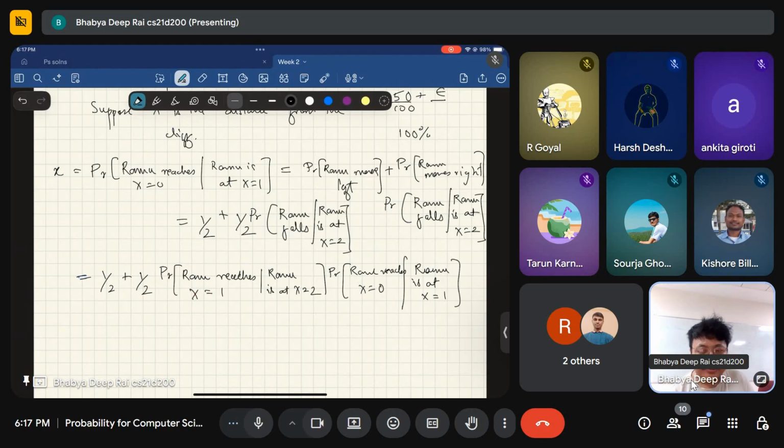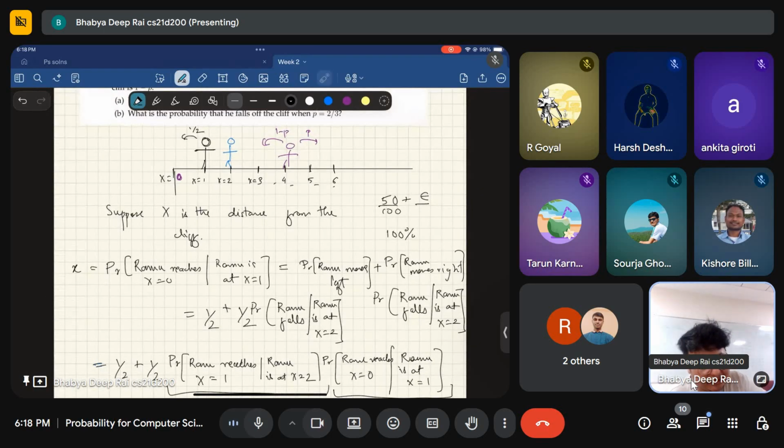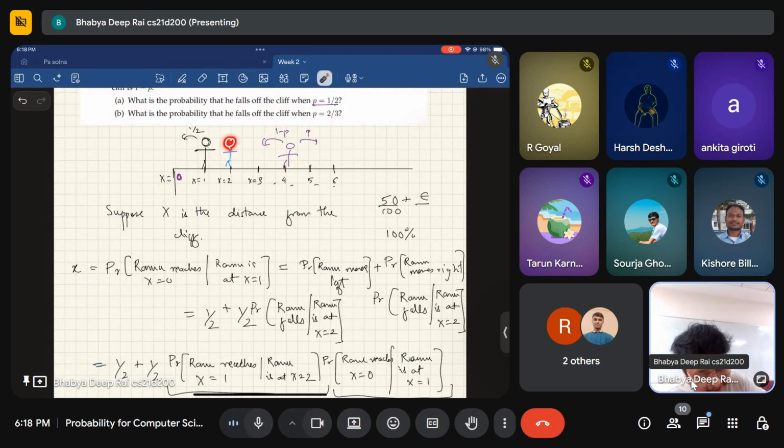And what is this? This is x. Now what about this? What should this probability be? What should be the probability that, when Ramu is at x equals 2, he'll reach x equals 1?